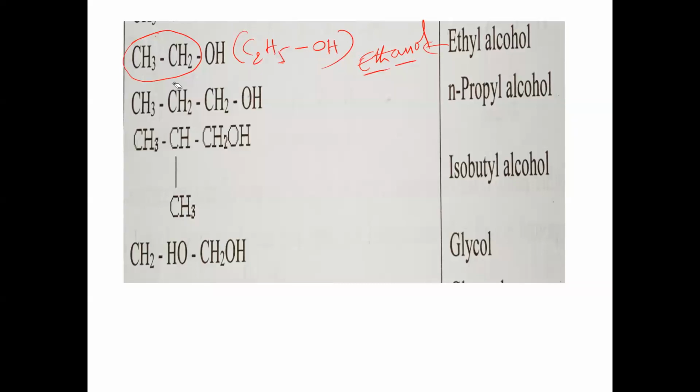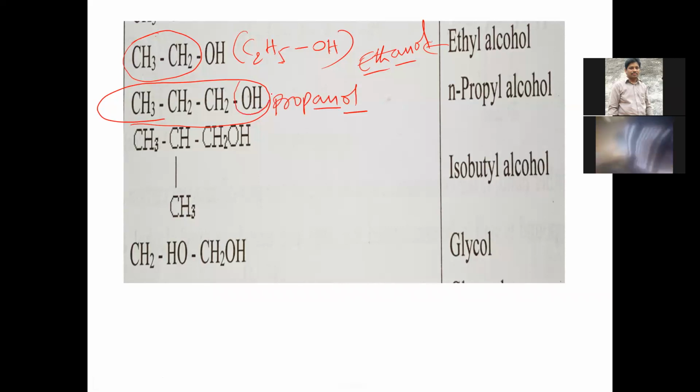And the third one. Another example: 3 carbon atoms with alcohol. It is propanol. Here AN, because between all carbons there are single bonds. Prop means 3 carbons, and OL is for the OH group. So propanol is the IUPAC name, but the common name is n-propyl alcohol, because the alcohol functional group is present on the last carbon.